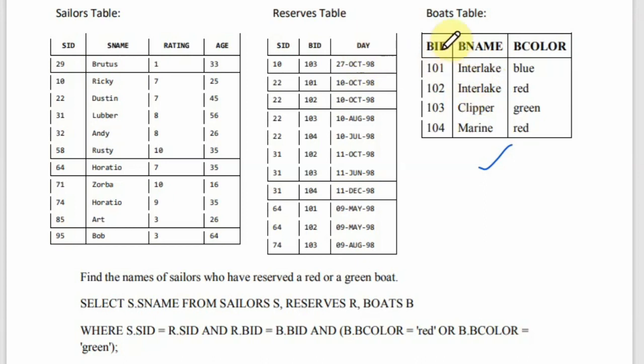Now how am I making a connection? I am making a connection from this BID to this BID of the reserves table. Pick up those BIDs that match with the red color and green color. So what are the entries? 102 is a red boat, and 101 is not a red boat, it is a blue boat, so 101 is not taken. 102 is taken because it's a red boat. 103 is also taken because I want the green boat also, and 104 is also taken because it's a red boat. So from the boats table I am retrieving the BIDs 102, 103 and 104.